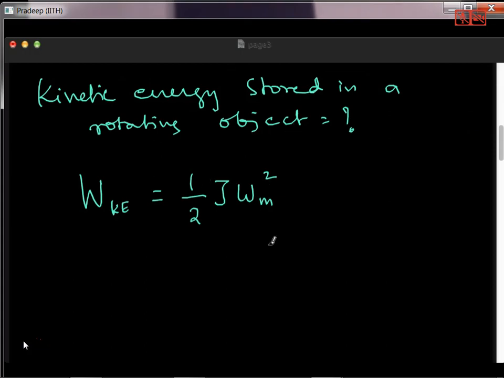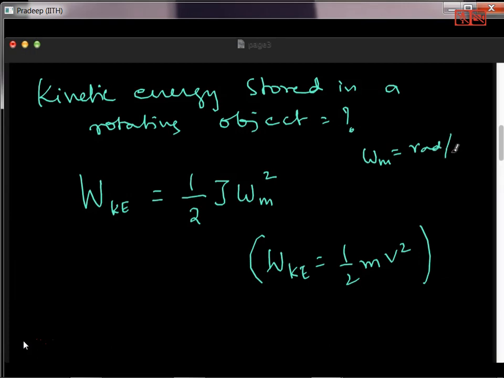See, recall. What is the kinetic energy stored in a linearly moving object? Half m v square. So what is m? Mass. So in the place of mass, we are getting moment of inertia. What is v? V is the velocity of the object. So in the case of velocity, I am getting angular velocity. So omega m is angular velocity, radians per second. It is nothing complicated, just this is for a straight line, this is for a rotating machine.